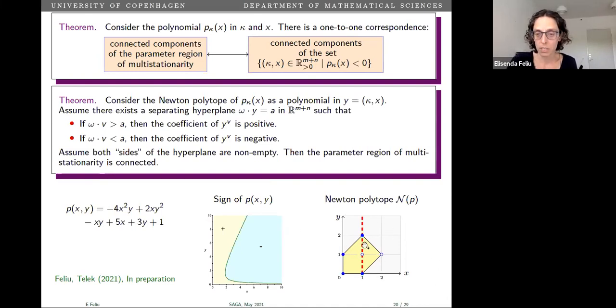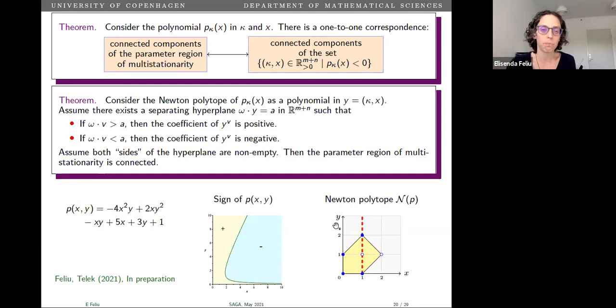And this is the picture. This Newton polytope corresponds to this polynomial. I need to remember the points. It's not enough to take the convex hull. So I need to remember the points that are exponents. And then the empty dots have negative coefficient. The solid dots have positive coefficient. And you can see this red line here separates that on one side I have positive points, and on the other side I have negative points. And it doesn't matter what happens on the hyperplane. It doesn't matter. I have both signs.